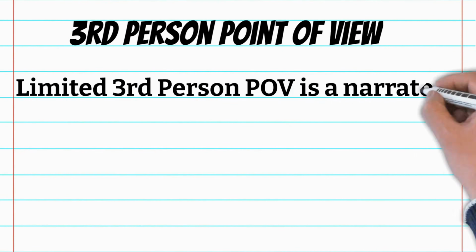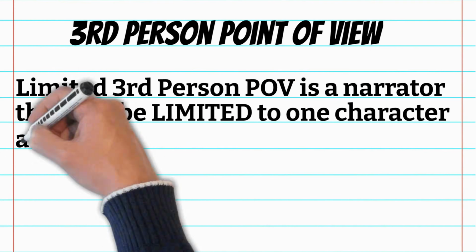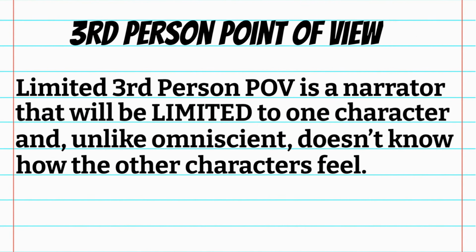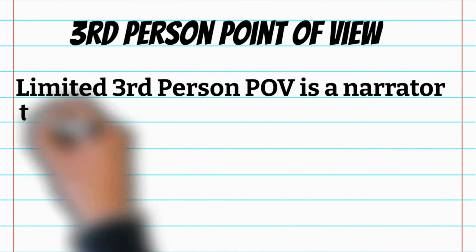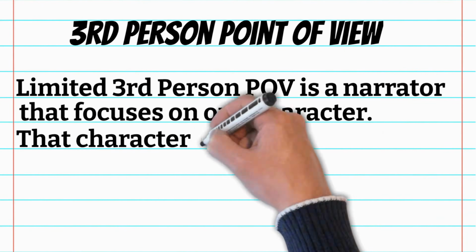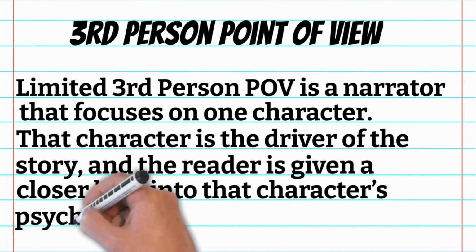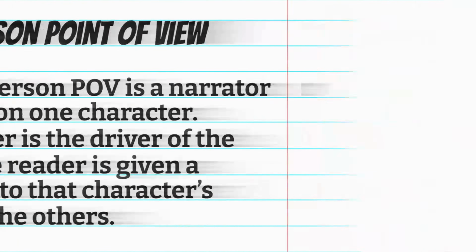Limited third person point of view is a narrator that will be limited to one character and, unlike omniscient, doesn't know how the other characters feel. Limited third person point of view is a narrator that focuses on one character. That character is the driver of the story, and the reader is given a closer look into that character's psyche.